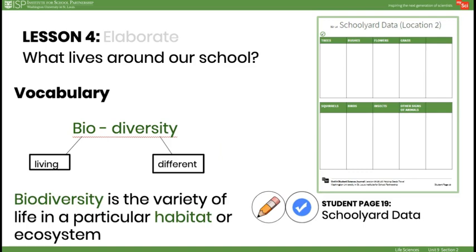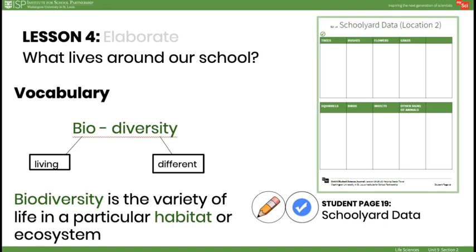In the Elaborate, support student understanding of the term biodiversity. Bio meaning living, and diversity meaning different. Biodiversity means the variety of life in a world or a particular habitat. We can observe biodiversity in different habitats.